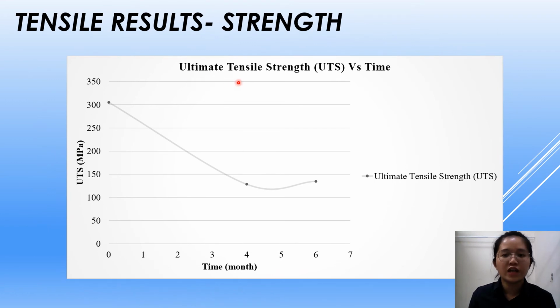The graph here shows the ultimate tensile strength of the degraded FRP composites versus time. We can see the ultimate tensile strength of the sample has reduced 58% from its original strength, while the strength reduction after 2 more months is only 2%. This shows the strength reduction of degraded FRP composite samples is not distinct and tends to be constant after 4 months.